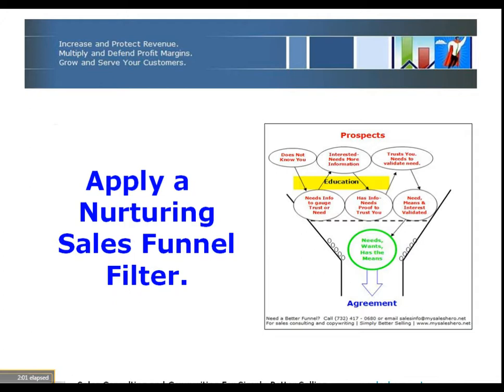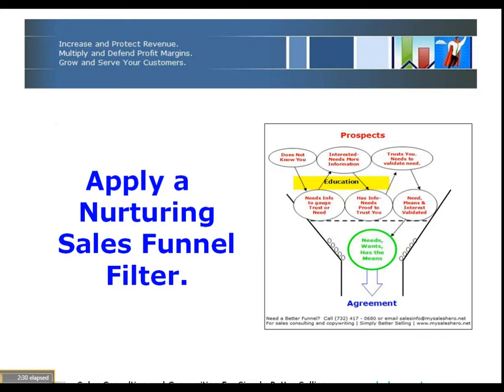Your prospects are still up top, and they can really enter at any point here. Maybe they don't know you, so they need some information to gauge whether or not they can trust you or need your product. Maybe there's some interest, but they need some more information. Then maybe they have the information they need, but they need something along the lines of proof to decide if they trust you. Maybe they trust you enough, and now they need to go back and validate their need.